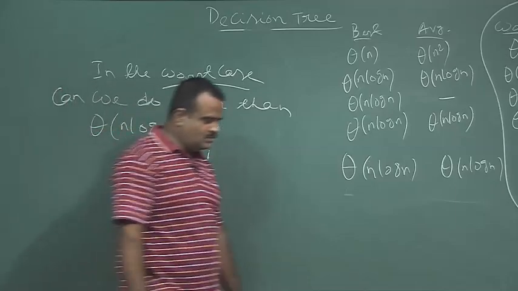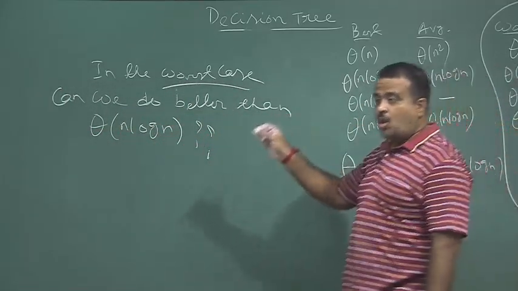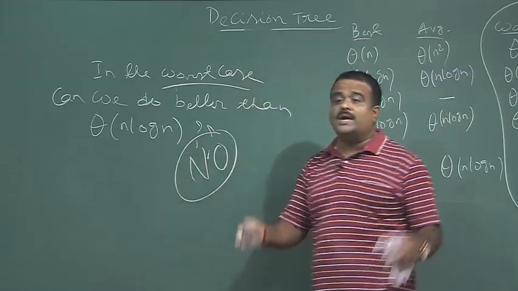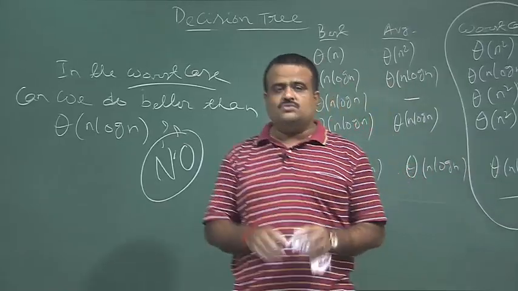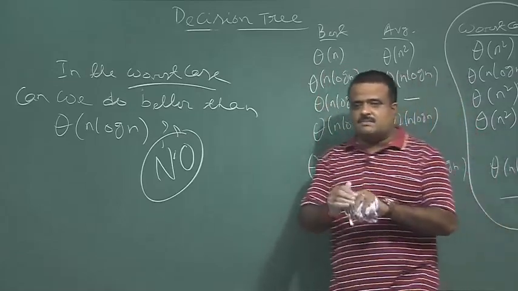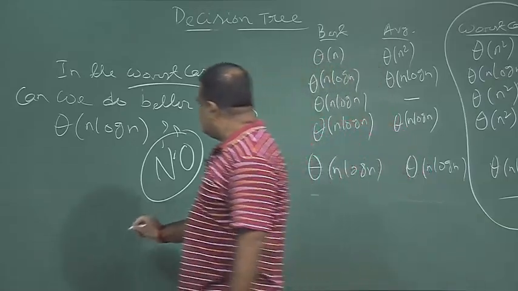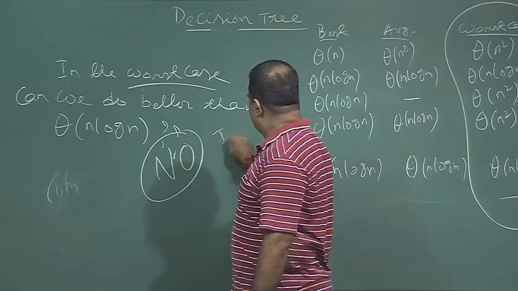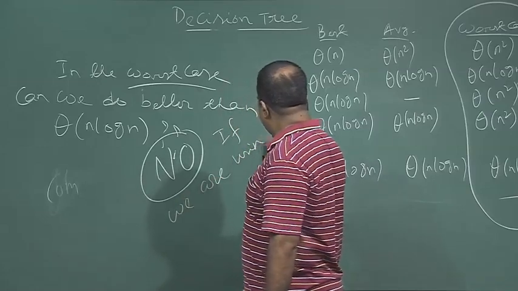To answer this question, we have to talk about the decision tree. The answer is no. We cannot do better than n log n while we are using a comparison based sort. That means we are comparing two elements and we are taking the information by comparing two elements and taking some decision. So, for comparison based sort, the answer is no, if we are using any comparison based sort.